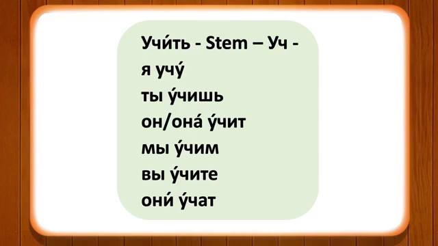I will repeat the conjugation again, and as you can notice, in this case also the stress shifts. In the ya form the stress is on the ending, and in the remaining forms the stress moves to the stem. So ya uchu, ti uchish, on uchit, ana учит, мы учим, вы учите, они учат.